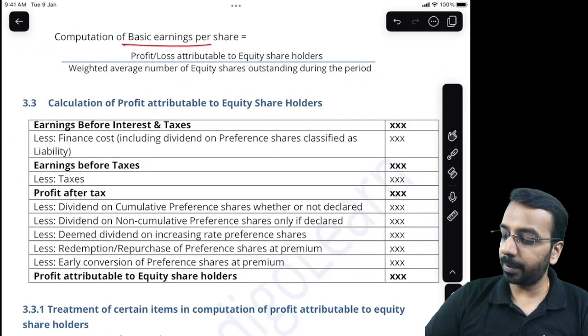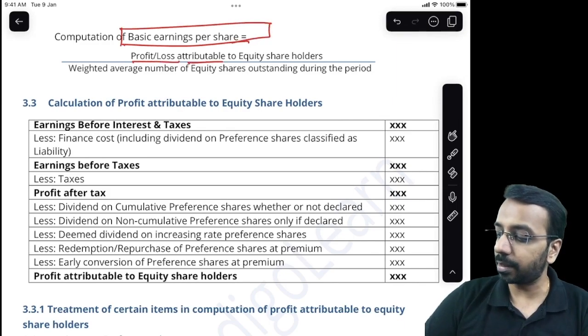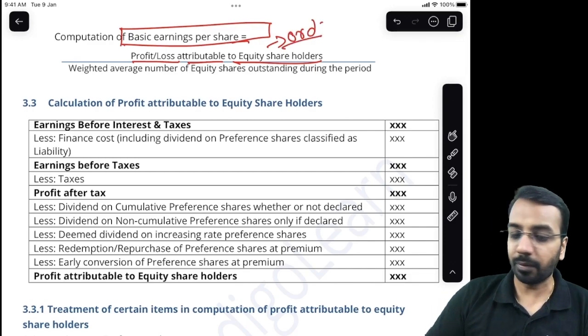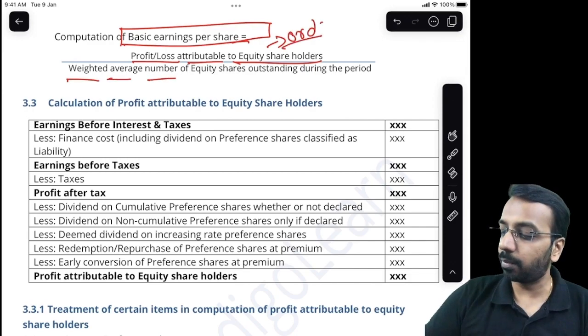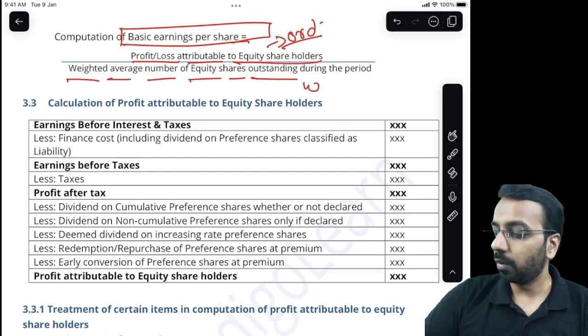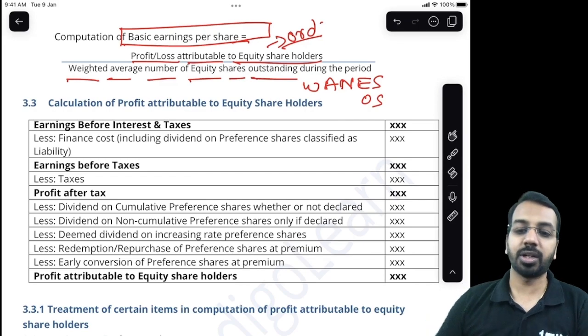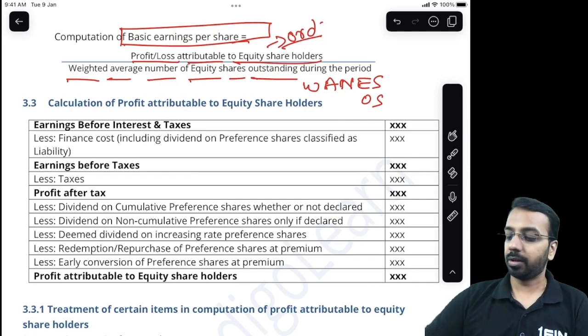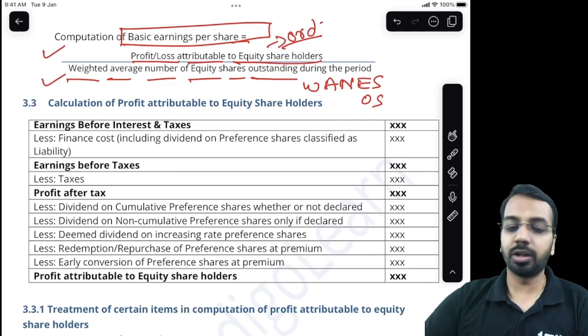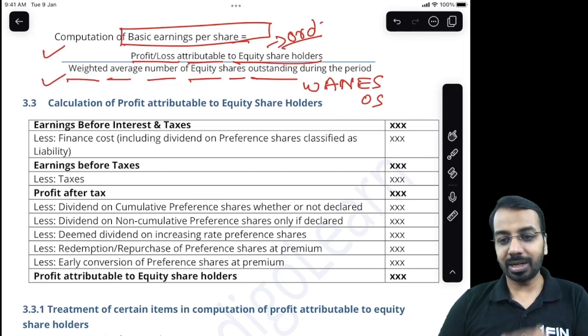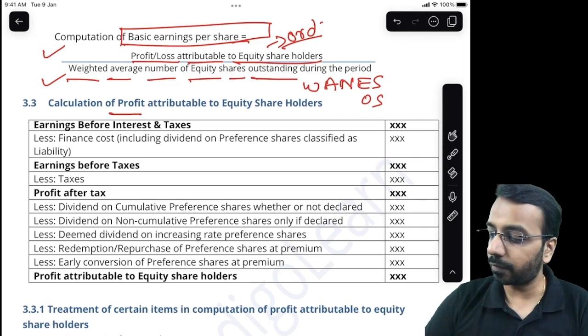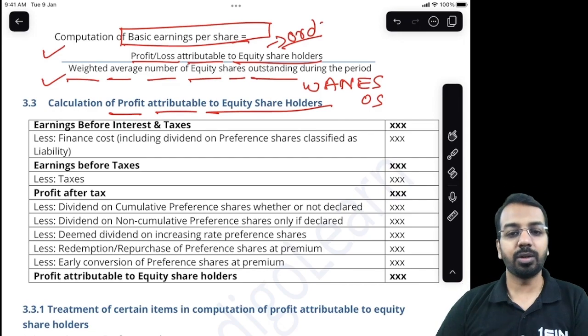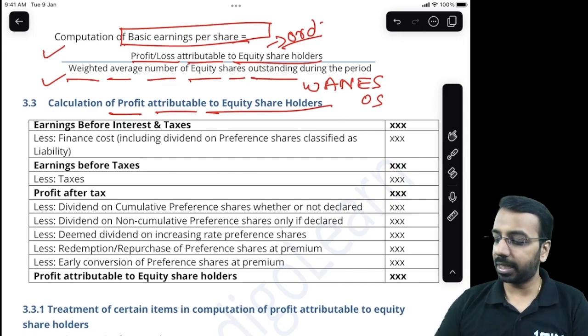So when we calculate basic earnings per share, this is the formula you have to keep in mind. This is profit or loss attributable to equity shareholders, what we also call ordinary shareholders, divided by weighted average number of equity shares outstanding, or ordinary shares outstanding, that is the denominator. So you need to calculate the numerator, you need to calculate the denominator. Now when it comes to numerator, what we need is profit attributable to our equity shareholders. Now how do we calculate that?